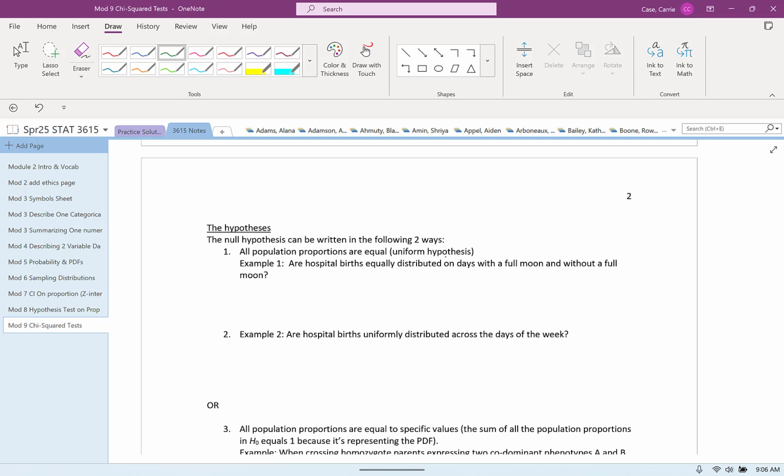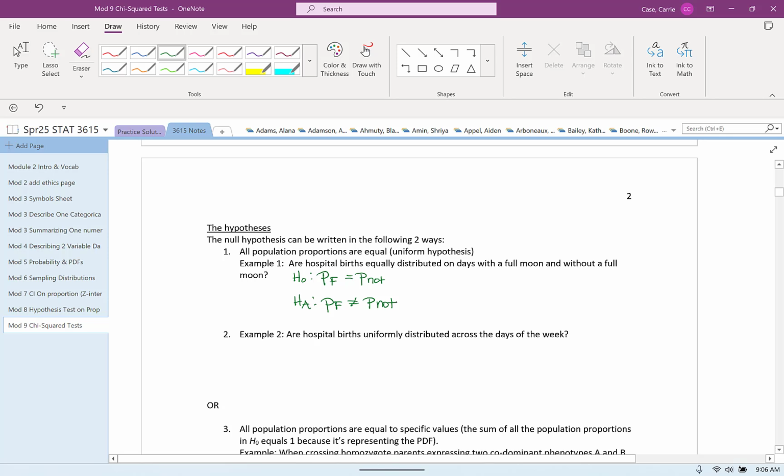So example one, are hospital births equally distributed on days with a full moon and without a full moon? So the null hypothesis is that the proportion of full moon babies is equal to the proportion of not full moon babies. And then our alternative in this case is that they are not equal.